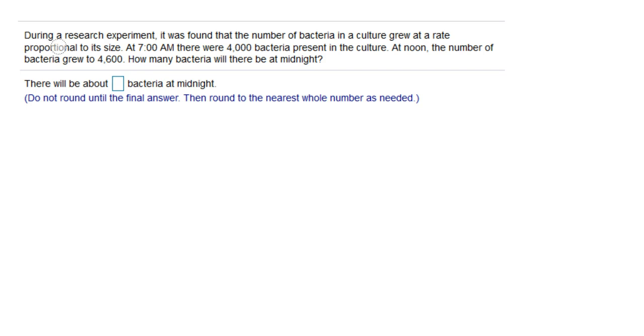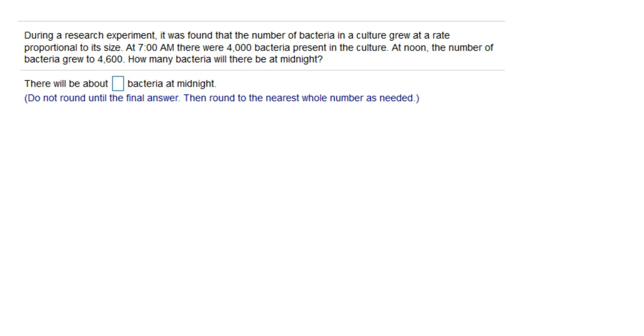Okay, this question says, during a research experiment, it was found the number of bacteria in a culture grew at a rate proportional to its size. At 7 a.m., there were 4,000 bacteria present. At noon, the number of bacteria grew to 4,600. How many bacteria will be there at midnight?